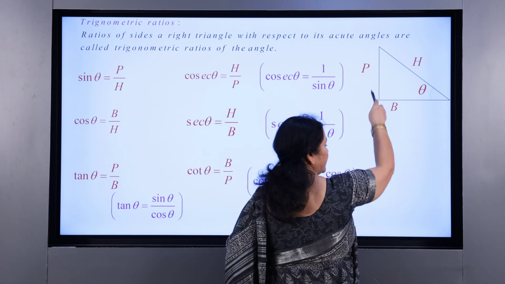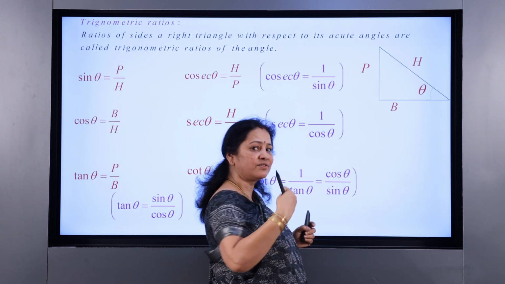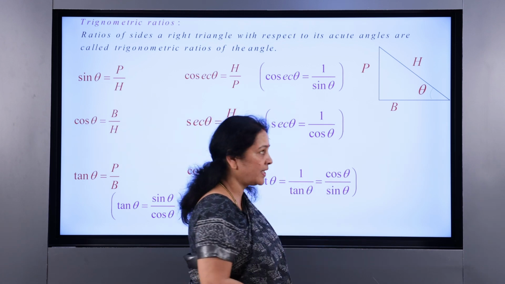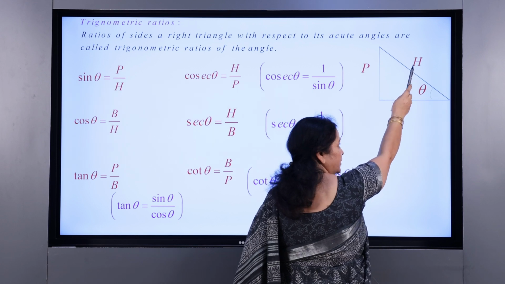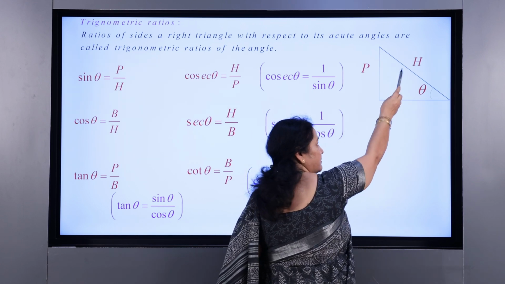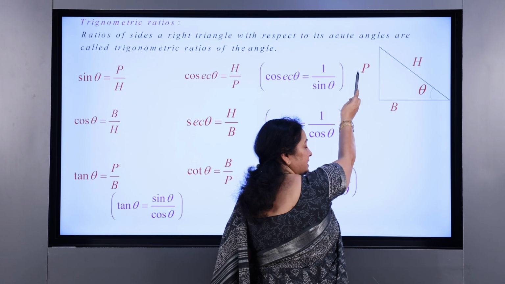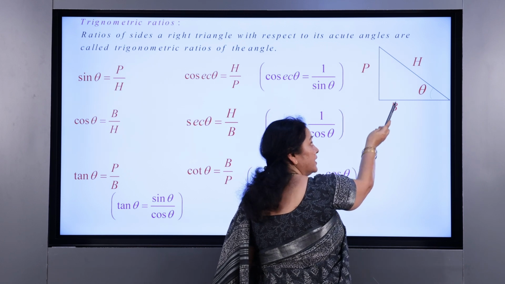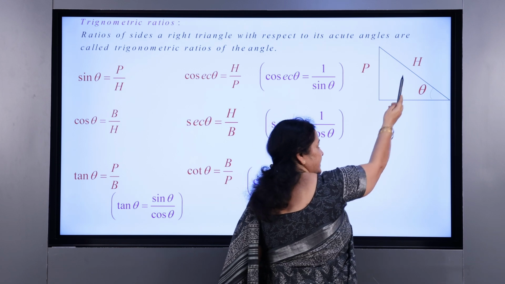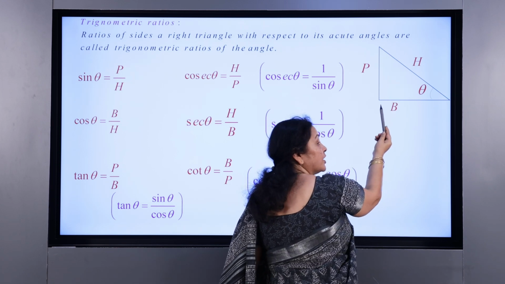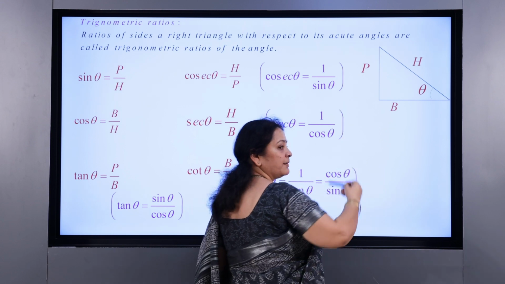Now focusing once again on the triangle, the 6 trigonometric ratios, let's summarize it quickly. Sin theta is the perpendicular by the hypotenuse. Cos theta is base by the hypotenuse. Tan theta is the perpendicular by the base. Cosecant theta, hypotenuse by the perpendicular. Secant theta, hypotenuse by the base. Cot theta, base by the perpendicular.